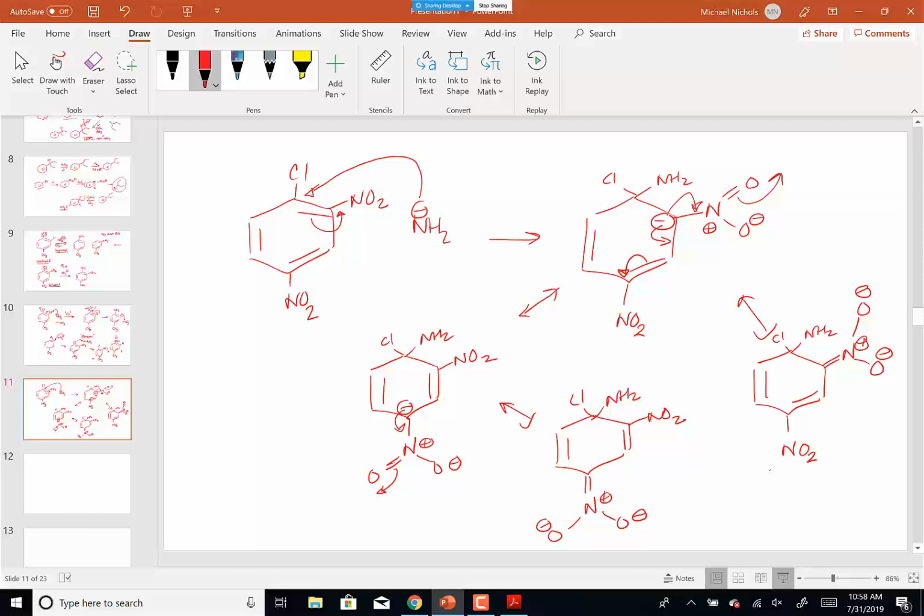So the reason this is activated is because when you put electron withdrawing groups at the ortho and para positions, then you can stabilize the negative charge. And if you can stabilize the negative charge, then you activate the ring. So if I was to ask you to do this mechanism, I would ask you to write the resonance structures of those intermediates. I would ask you to write these 4 resonance structures.